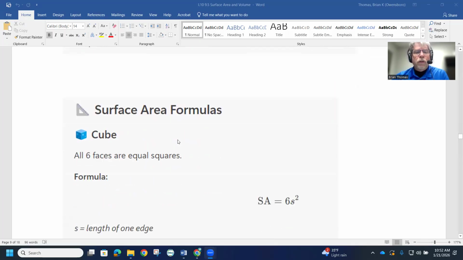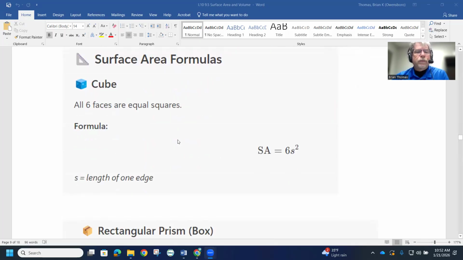Here are some surface area formulas you may want to make note of. They're also in your textbook, so you can find them there. For the cube, surface area is going to be 6 times s squared. Remember, s squared represents the area of a square, and a cube has 6 faces. So once I find the area of one face, which is a square, all I've got to do is multiply by 6 to find the surface area of the whole cube.